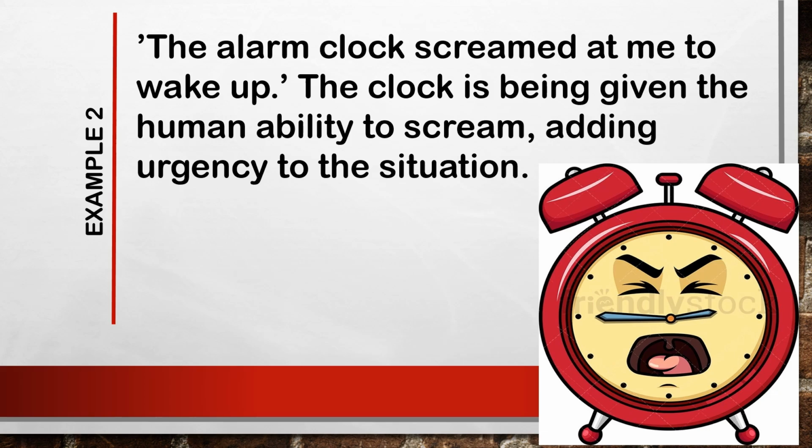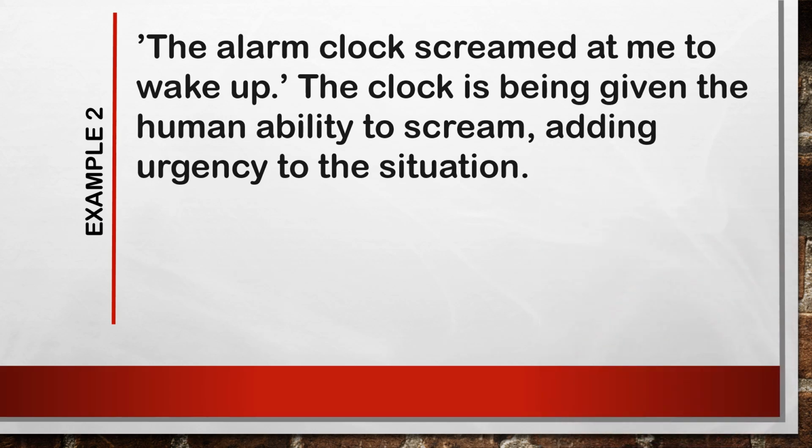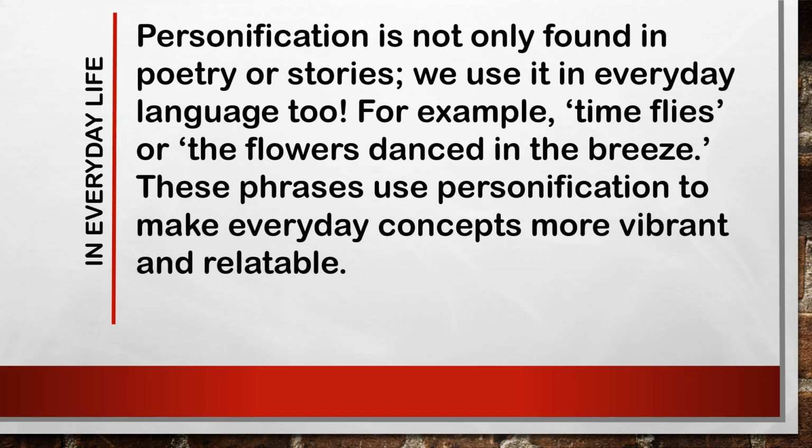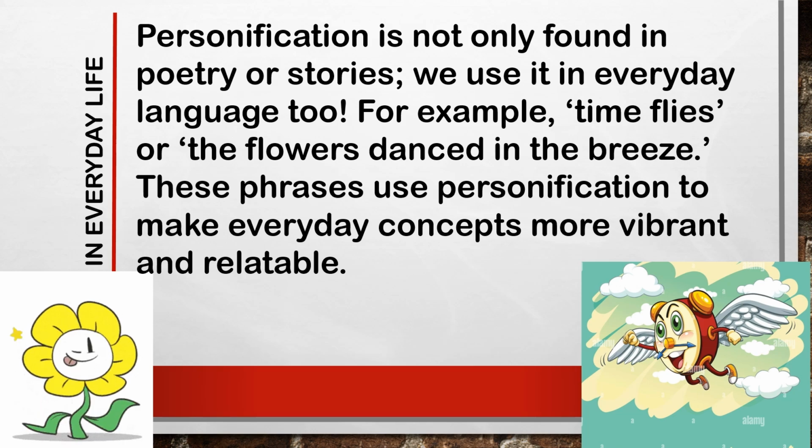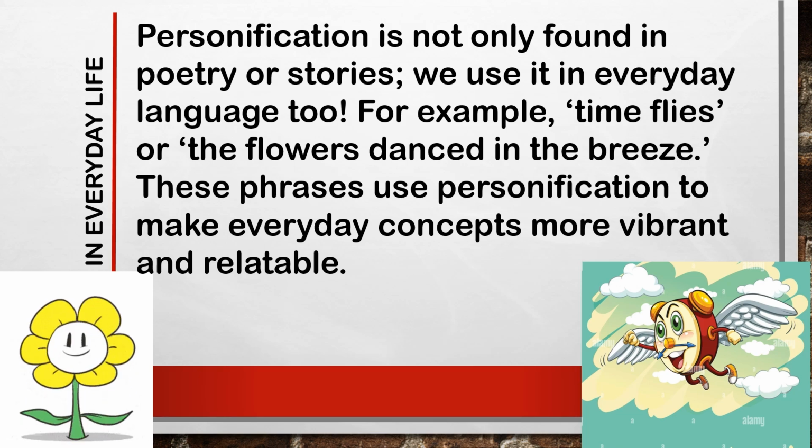Okay, let's move on to example number 2. The alarm clock screamed at me to wake up. The clock is being given the human ability to scream, adding urgency to the situation. A clock cannot scream. It was just making a noise that reminds you to wake up. The clock here is given a human quality, which is to scream. Now I'm going to give you examples of personification we use on an everyday basis.